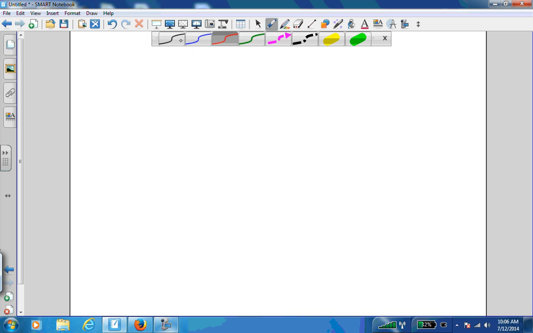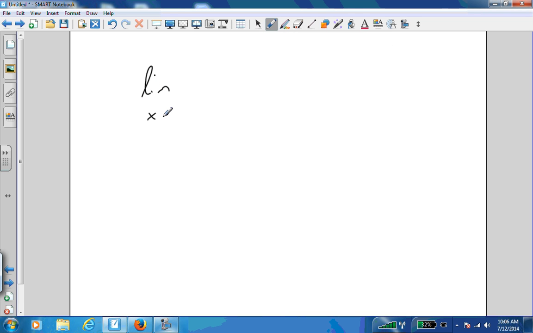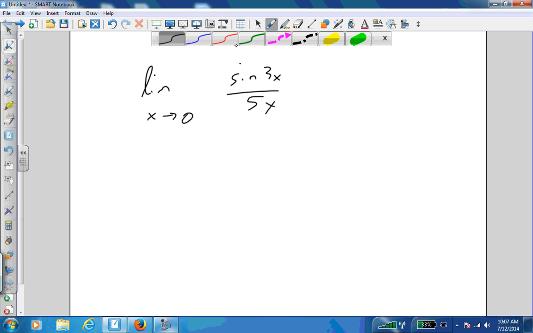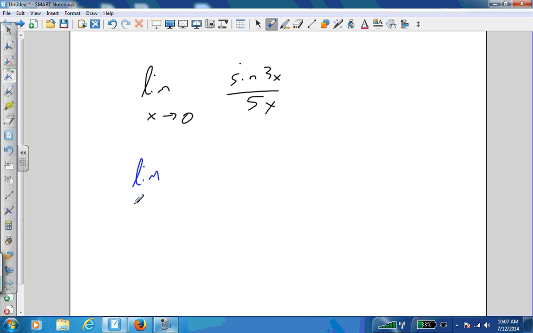Let's look at the limit as x goes to 0 of sine 3x over 5x. Now, if we substitute a 0 in, we get sine of 0 over 0, which sine of 0 is 0. So we get indeterminate. And you may recall back in chapter 1, we had some rule about sine x over x. But if we forgot what that rule is, what that limit gives us, we can apply L'Hopital's rule.